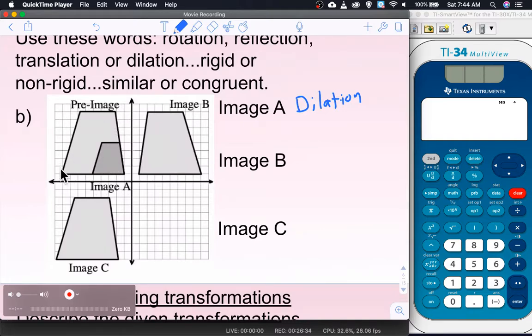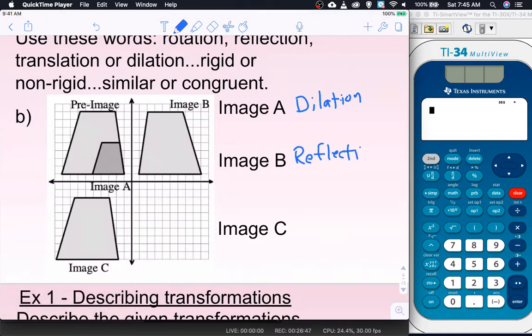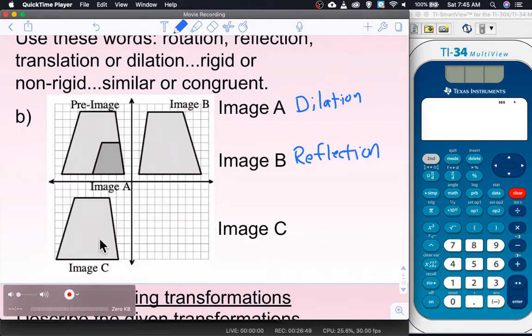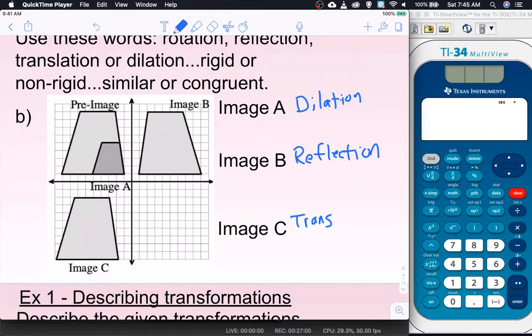Image B. From pre-image to image B looks like a reflection. It looks like it's been reflected across this line right here. They look like mirror images of each other. Image C. From this pre-image to image C looks like it just slid down. Well, that is a translation. Okay, those are my good answers.